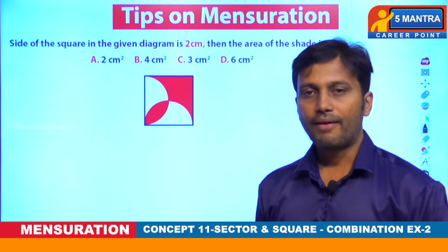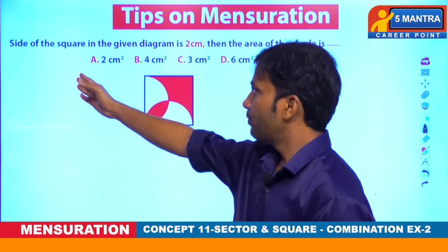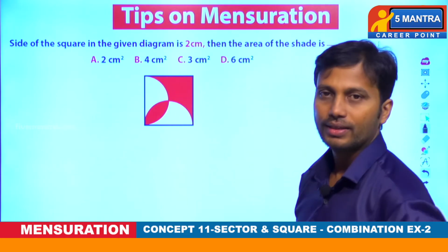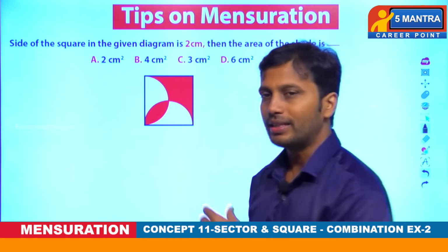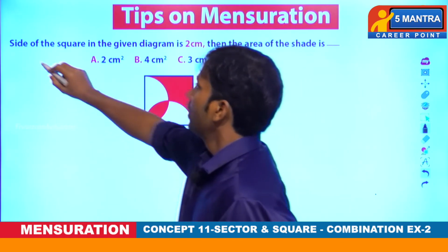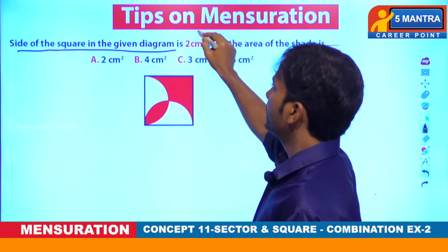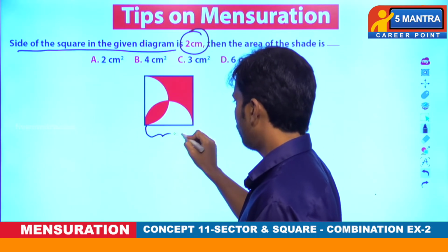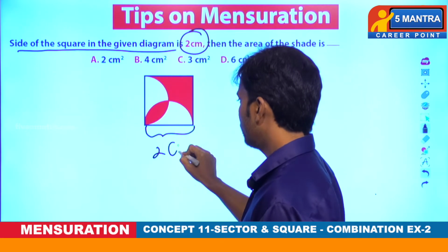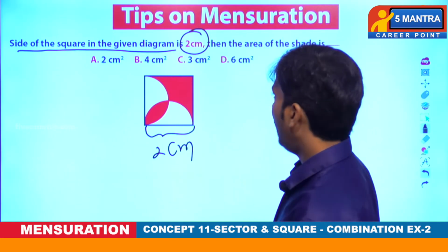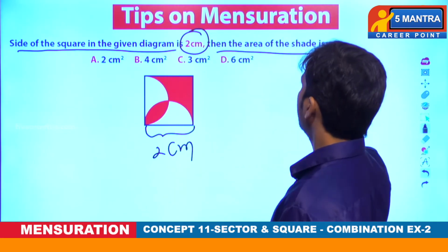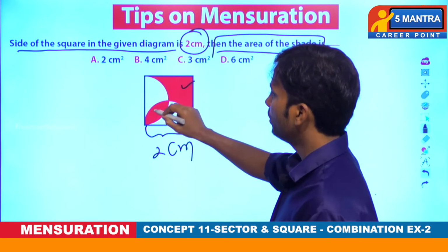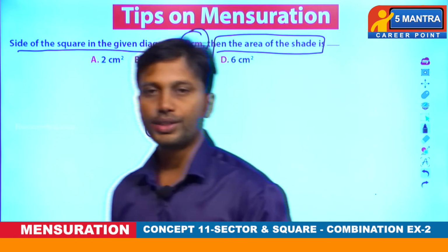So just have a look at this. The next problem is given somewhat differently. Just see: the side of the square in the given diagram is 2 centimeters. So first of all, represent that. What is the side? 2 centimeters. And we need to find out the area of the shade. Area of the shade means this red colored portion you need to find. Okay, how to do it?